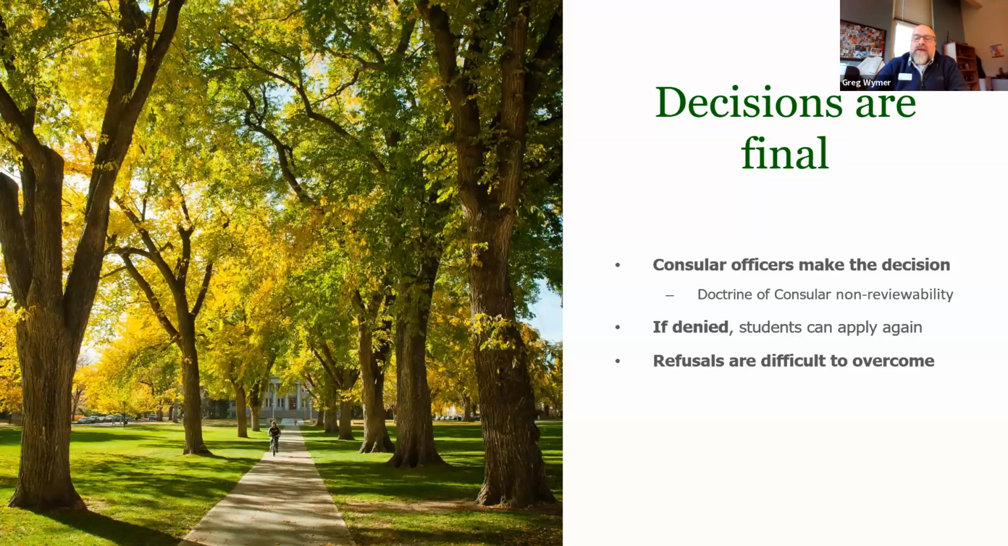And then refusals are difficult to overcome. A fresh look is true in theory, but case notes of previous refusals typically are reviewed by the consulate officer prior to or during the interview. And consular officers can look back at the notes from previous visa appointments. And then finally, visa rejection rates are between 35 and 60% for student applicants, depending on the country.